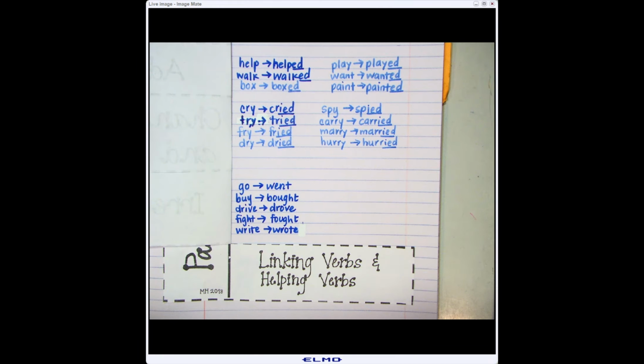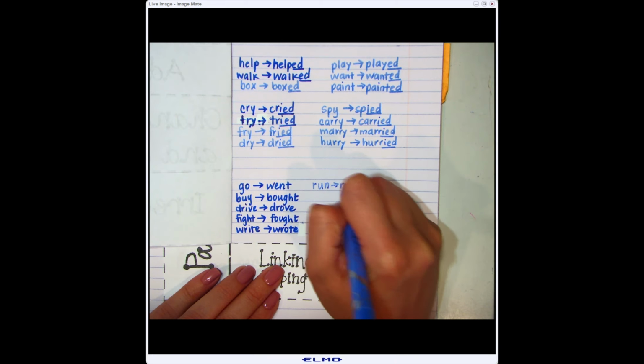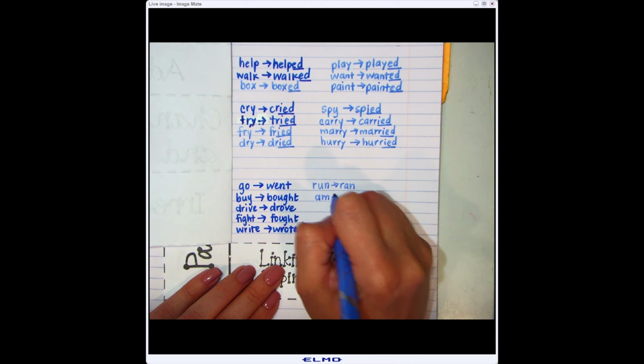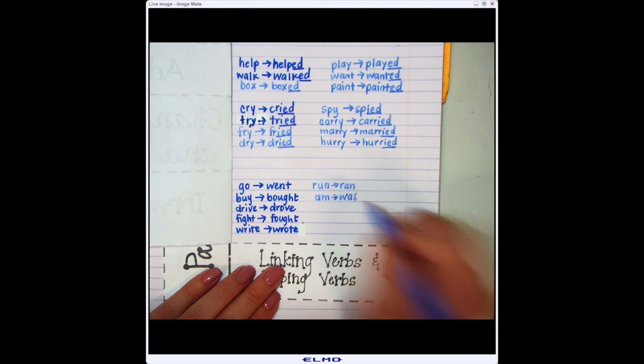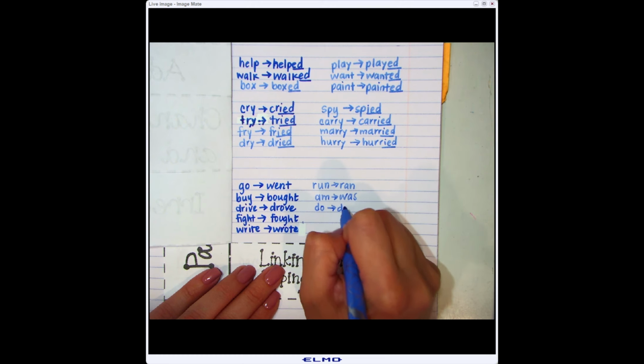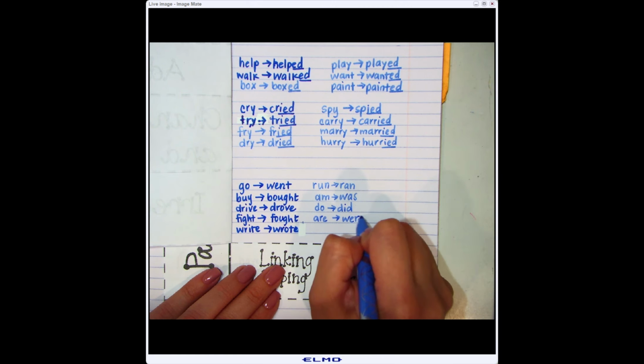We're going to do a few more of these. We're going to make 2 more columns, so make sure you have enough space. If you're behind, remember to press pause and then continue when you're ready. So run becomes ran. I ran to the store. I am tired. Yesterday I was tired. We're making these past tense. I do my homework. Yesterday I did my homework. We are tired. Yesterday we were tired.